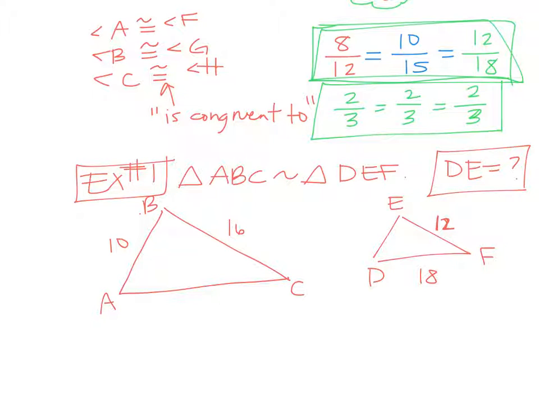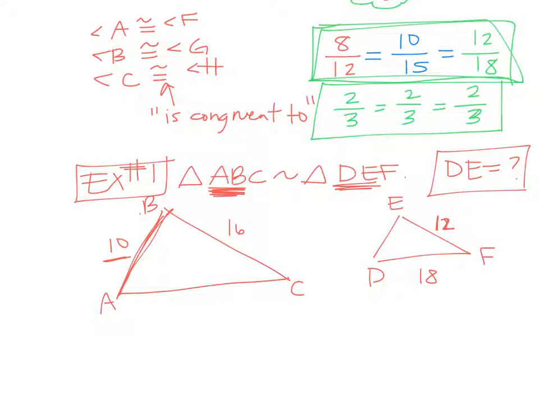Okay, so it's really easy on these to look at the numbers and go, oh, 10's smaller, so that must go with the 12, and 16's bigger, so that must go with the 18. But that's not how it works. You got to match up the corresponding parts. So right now I have AB, right? And AB is 10. What does AB correspond to on the other triangle? DE, right? The first two with the first two. But we don't know DE, but that's what we're trying to find.